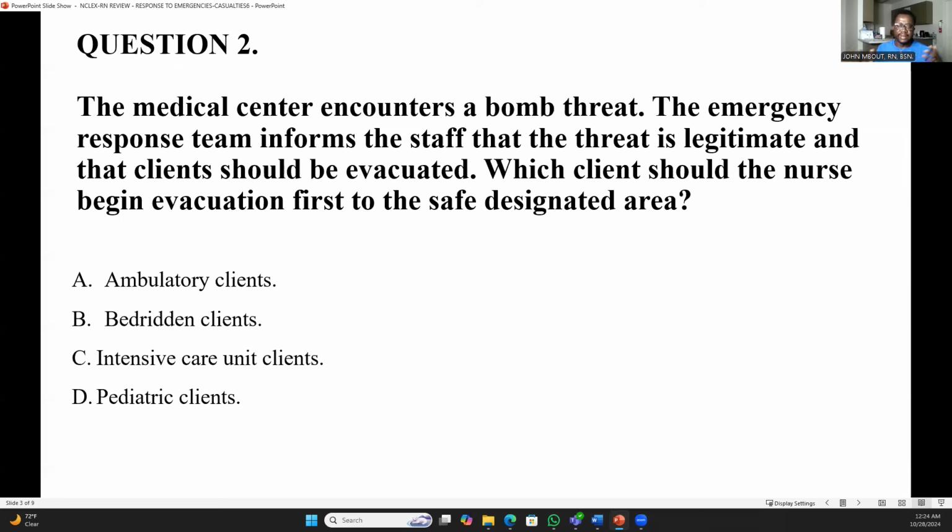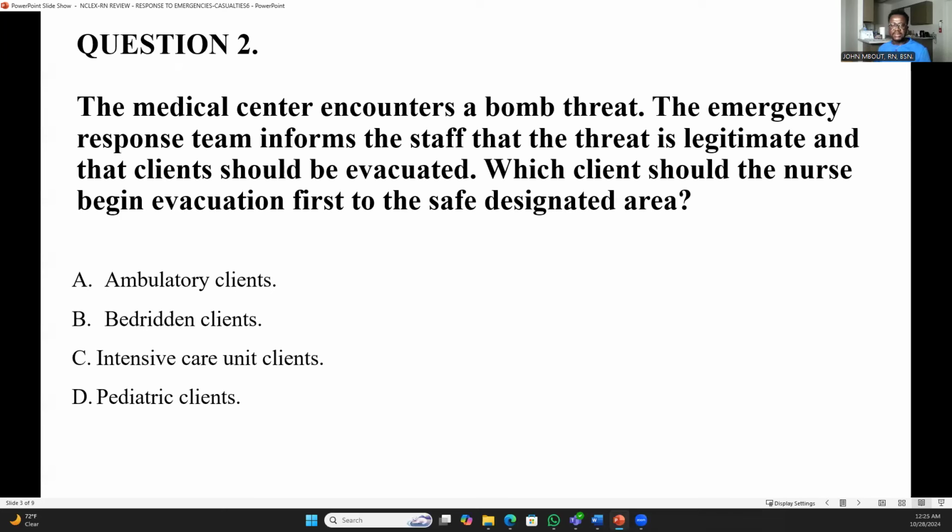Also, you can easily direct them. They are mobile. You can easily direct them to a safe destination. Before attending to those who are bedridden, you have to pull the bed, those who are on ventilators, and so on. So these are the two reasons in this situation you attend to ambulatory clients first.